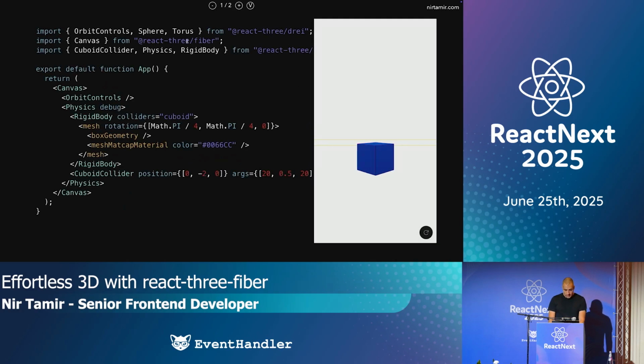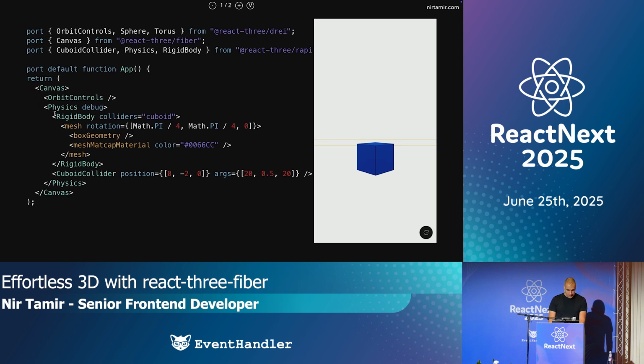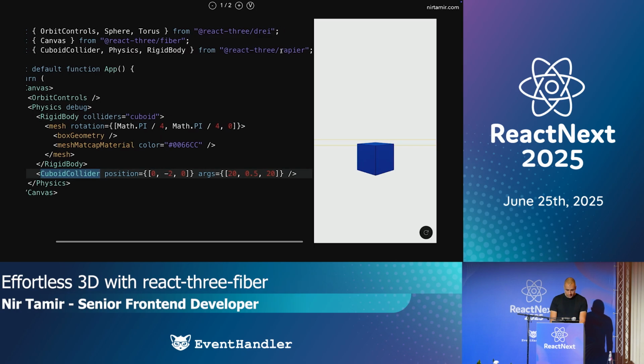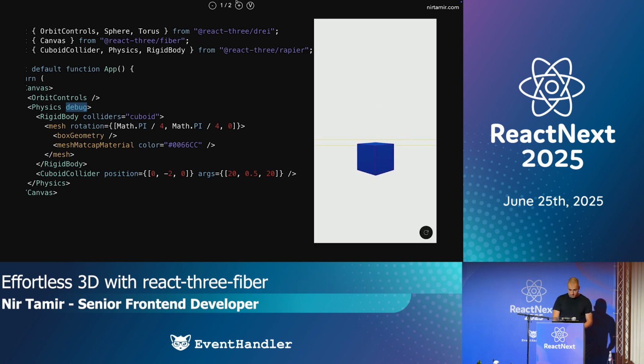So here, I use React Rapier, which is a physics library, and I created a physics provider from this library. And I have the mesh from the previous example, but I wrapped it in a rigid body with a collider of cuboid. So the physics library will refer to it as a cube. I also added a cuboid collider from React Rapier to serve as a floor. And I set the debug, so we'll see how the physics library refers to those elements. If we refresh this example, we will see the cube falling to the ground because of gravity.